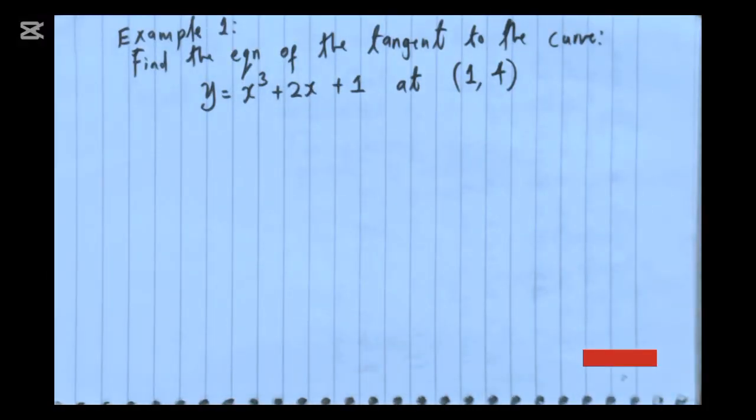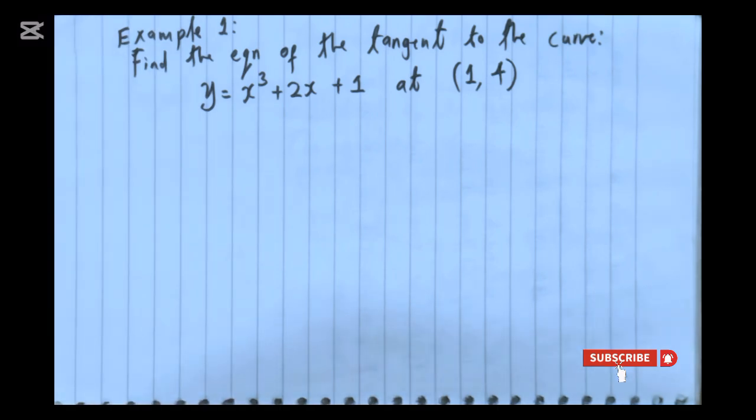Yes. So we are told to find the equation of the tangent to the curve y equals x cubed plus 2x plus 1 at a point (1, 4). All right, so I'm going to remind you that a tangent to a curve is a line that forms a perpendicular with the curve at a point, and that the gradient of that curve at that point of intersection is usually the same as the gradient of the tangent.